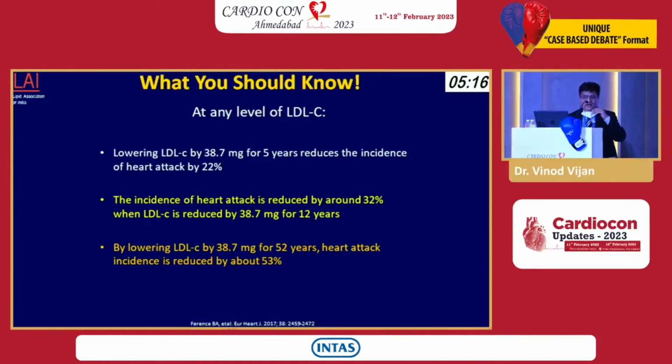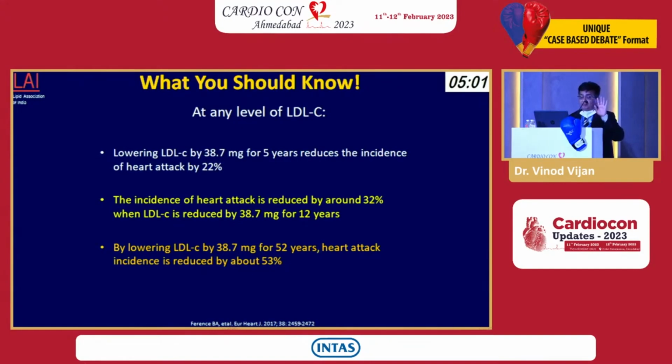So basically, what is your level? When you have seen the patient, usko kis category mein dalna hai? Lowering LDL by 38.7. Now what is this 38.7? Not a magical figure, it is 1 millimole, which is 38.7 milligram.